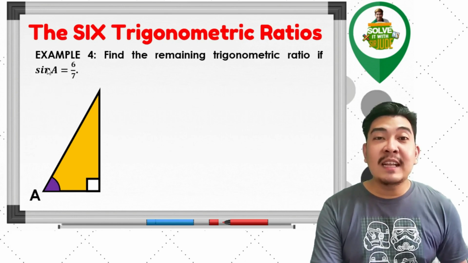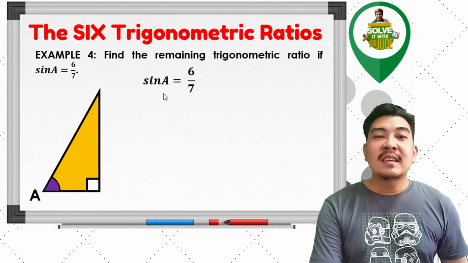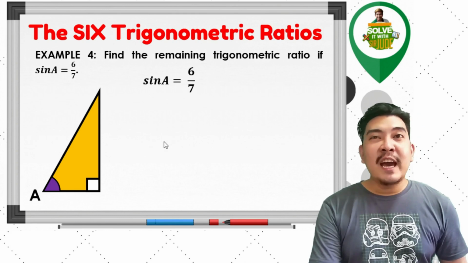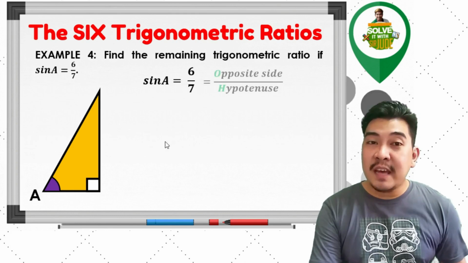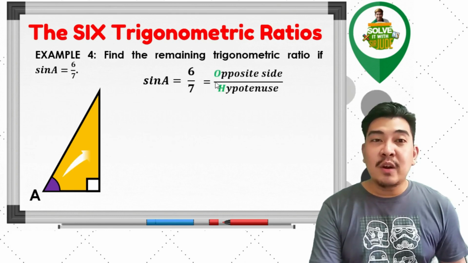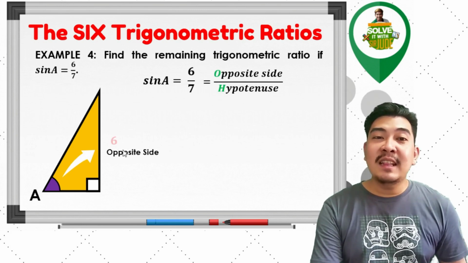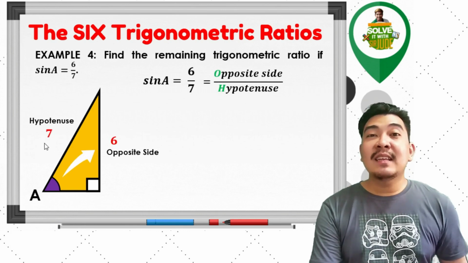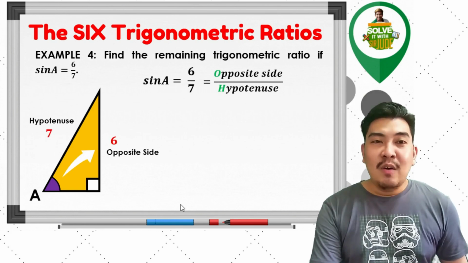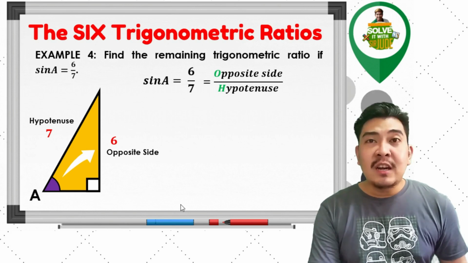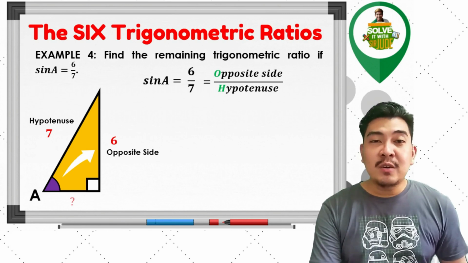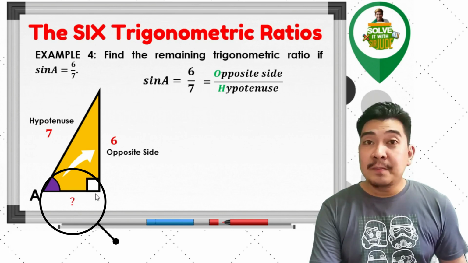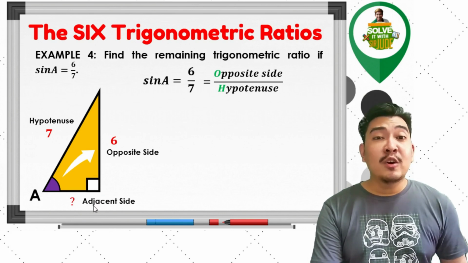ang reference angle is A. So next, sine A is equal to 6 over 7. Take note that sine has the ratio opposite side over the hypotenuse. So therefore, ang ating opposite side has the length 6 units and our hypotenuse has the length 7 units. Now, since we are asked to find the other 5 remaining trigonometric ratios, we are now to find the measure of this leg. So, papaano kukuhain yon, or the adjacent side?